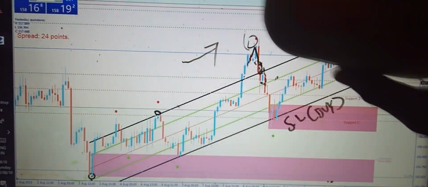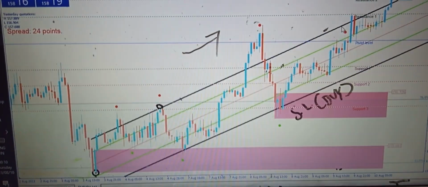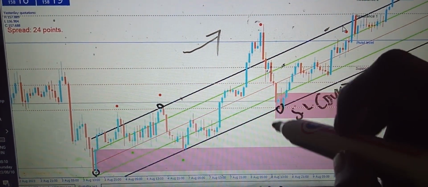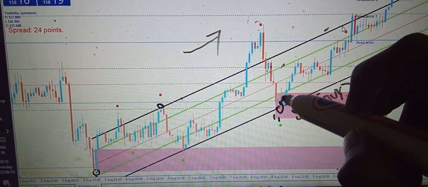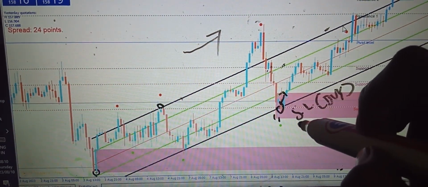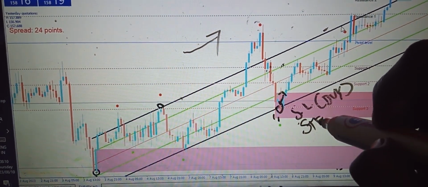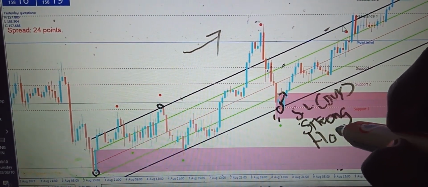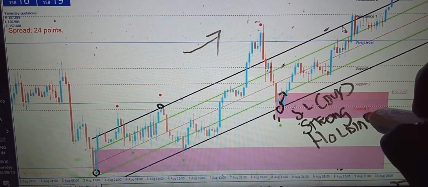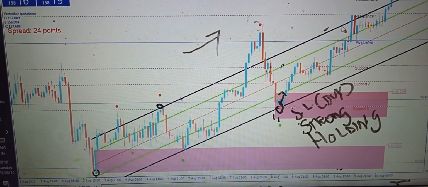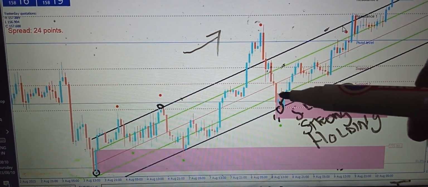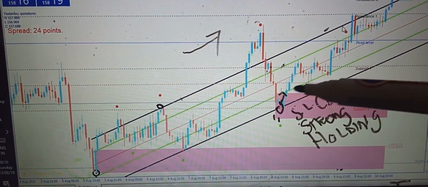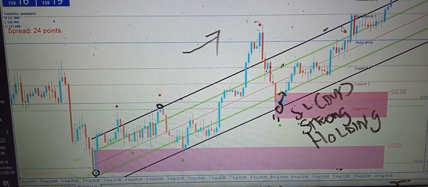Okay, and the same thing applies right here. The market came to retest this level of support, failed to break below, and closed above the support level, meaning that the support level was still very strong. Or you can say the support level was holding the buyers there. So if the market failed to break below this level of support, it simply means the market is going to go to an upper level. So we're going to buy from that level.